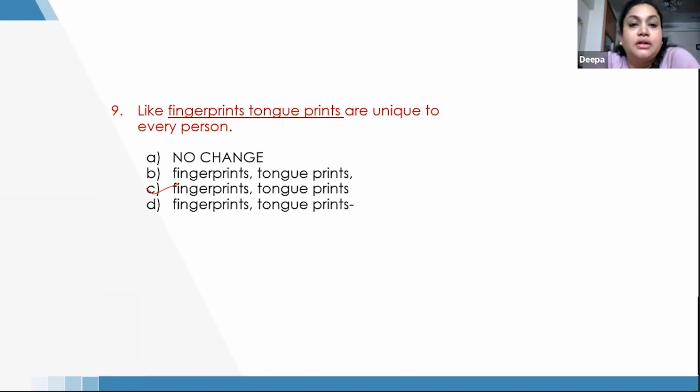Because we don't need a comma after tongue prints. It is not going to be useful. We are just describing "like fingerprints," so we'll add a comma and then start the sentence. But this is not a parenthetical element we are talking about. Is it clear? Let's go to the next question.